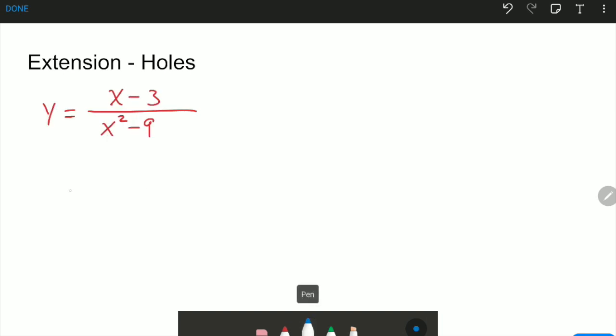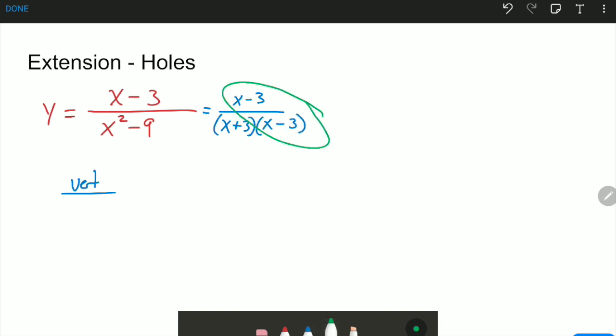If we were to try to find the vertical asymptotes, we would factor the top and bottom. The top of this particular equation is already factored. The bottom is a pattern, and we'll factor into x plus 3 and x minus 3. You'll notice this time, though, that x minus 3 is in the top and the bottom, and instead the x minus 3 creates a hole.